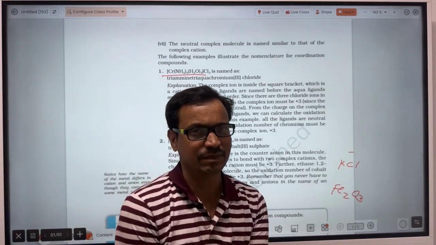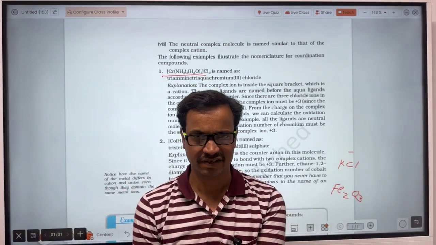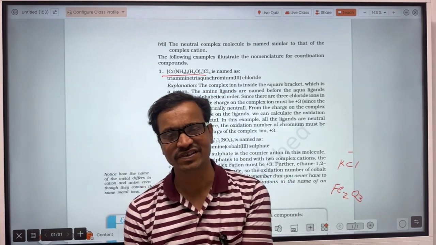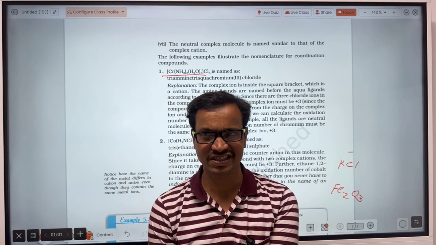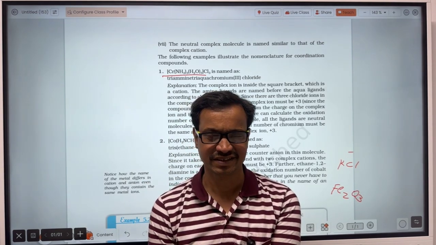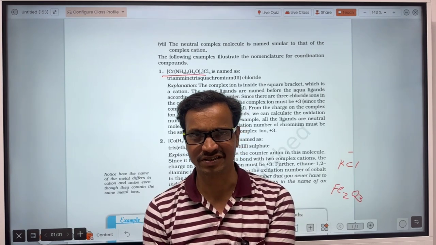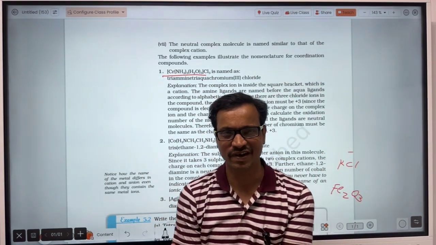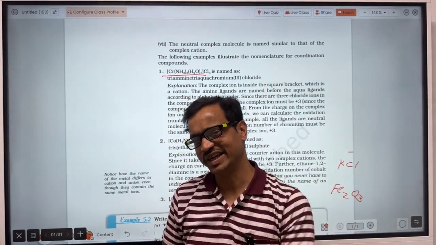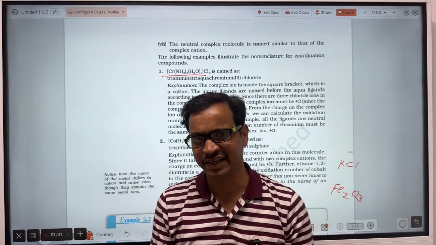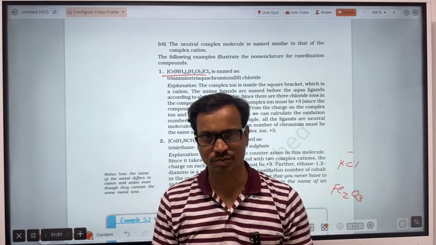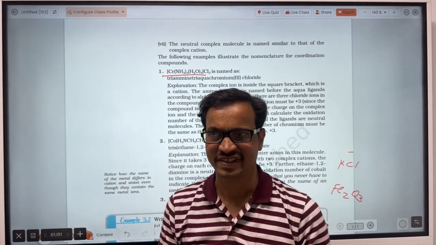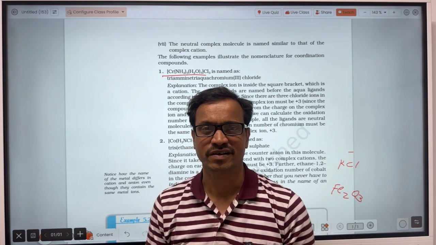While writing the name of the coordination sphere, firstly you will have to write the name of the ligands, and then the name of the central atom. The ligands are written in alphabetical order. In the examination, the arrangement of ligands will also be according to alphabetical order. When you have to write the formula from the name, you will also have to arrange the ligands according to their alphabetical order.